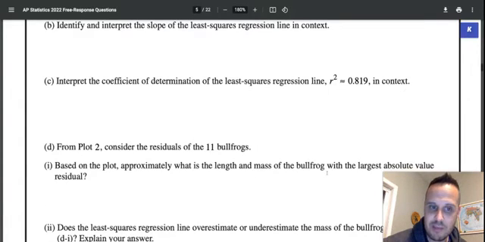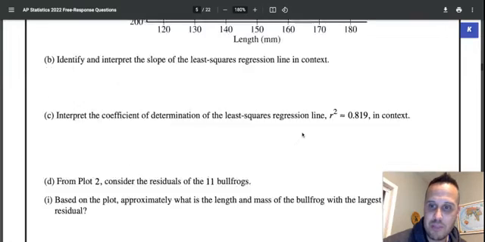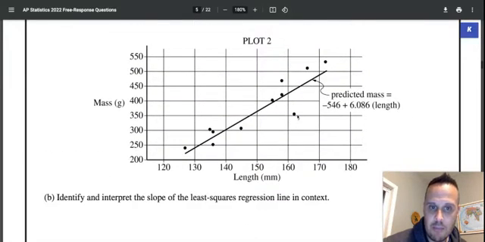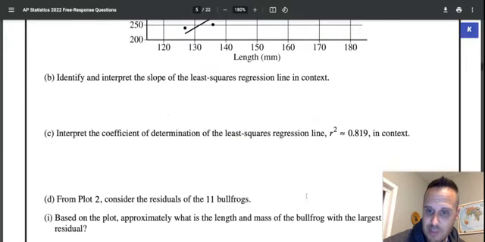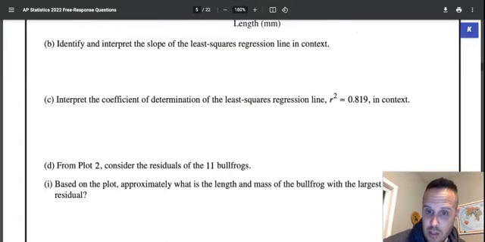Approximately what is the length and mass of the bullfrog with the largest absolute value residual? This one looks like it's the farthest. And if I plugged in about 162, well, I don't even need. So it says approximately what is the value. So this one looks like we're at about 430 and down here to about 355. And if you just do observed minus predicted, 355 minus 430, because it says what's the value, length and mass of the bullfrog with the largest residual.